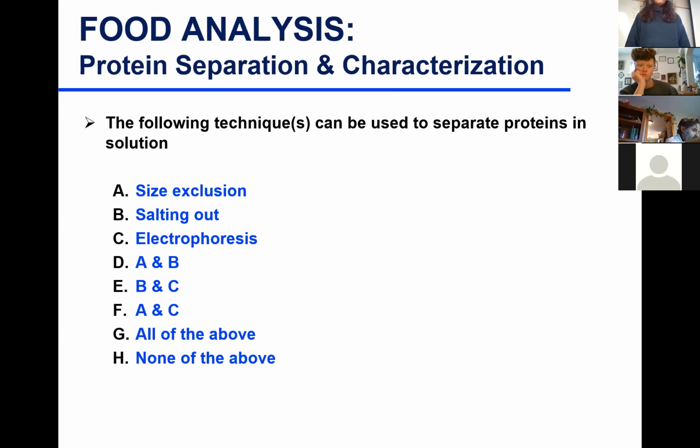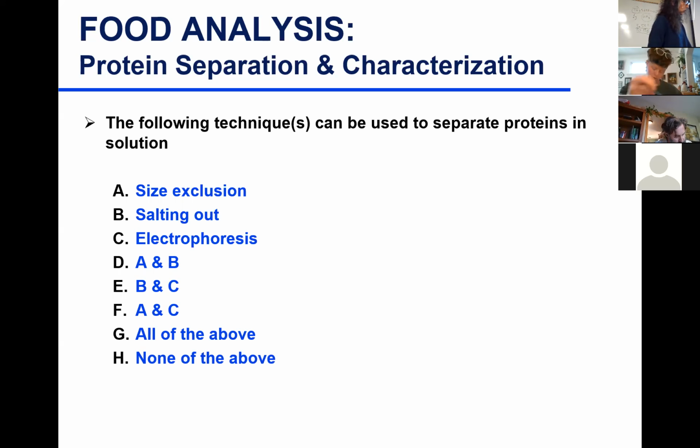So if we have a mixture of proteins in solution, what can we use out of these techniques to separate them? So I see F, and then I see G. Okay, I'm going to go with G. We're going to learn about separation based on different characteristics.